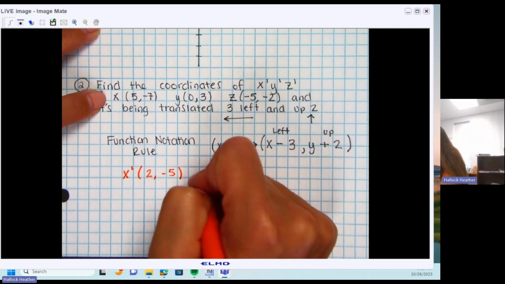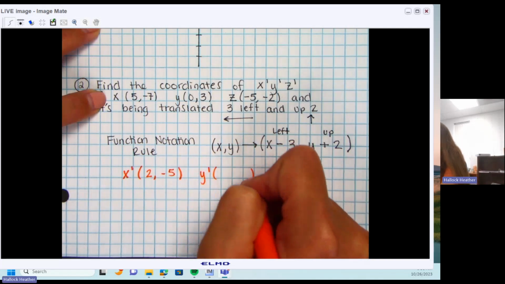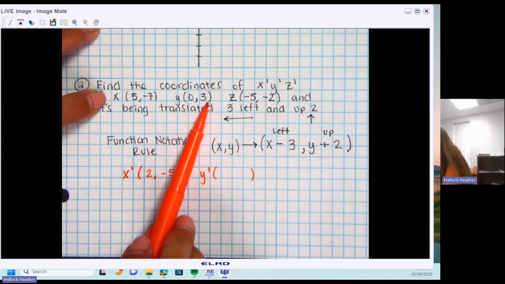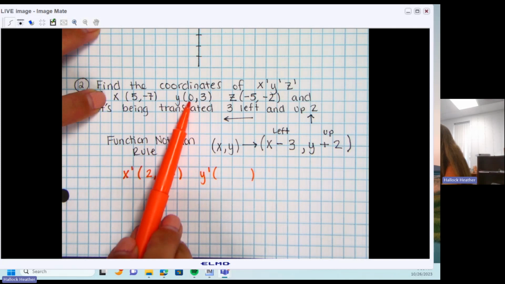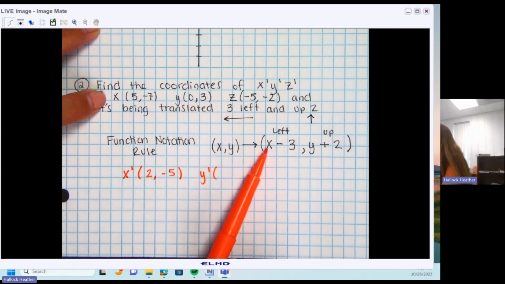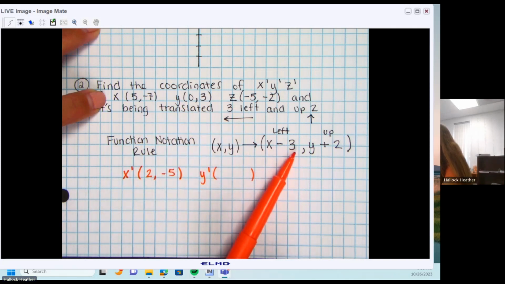For Y prime, my original point was at 0, 3. If I start at 0 and I go left 3, what is 0 minus 3?